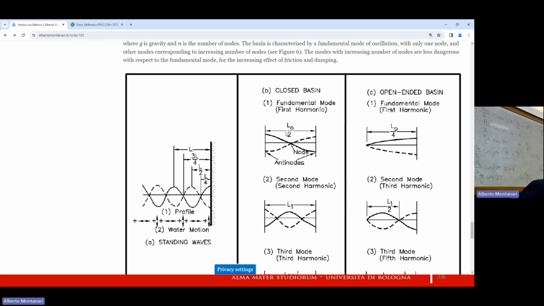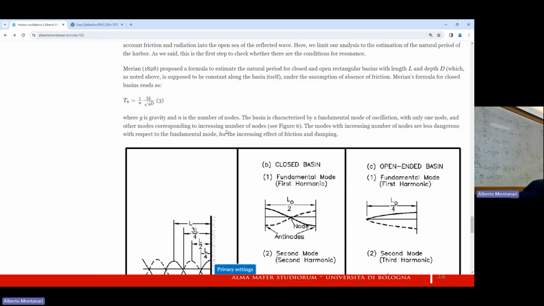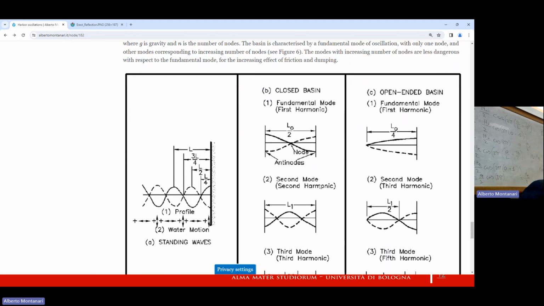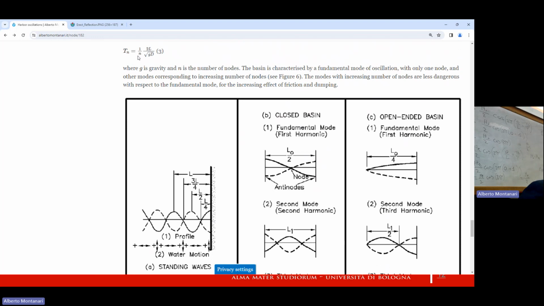So basically you have half of the length, and then with Merian's formula, you put a lowercase n equal to 1 here, and then you get the period of this fundamental mode. This is for a closed basin. Second mode, two nodes. So you use Merian's formula, and you put lowercase n equal to 2 here.